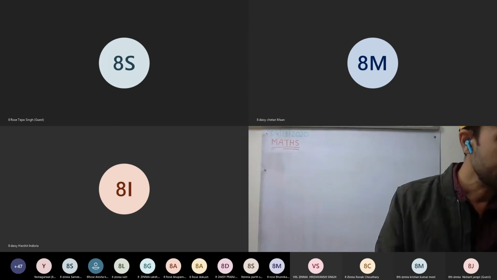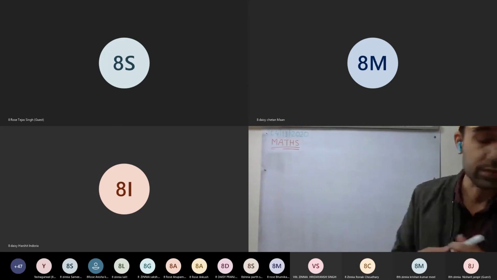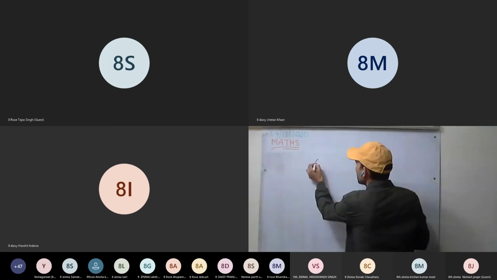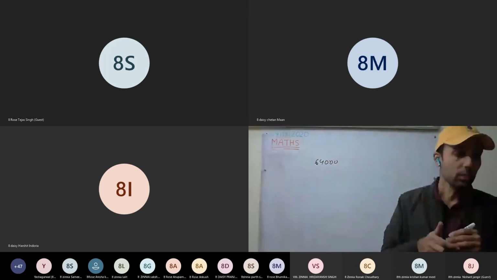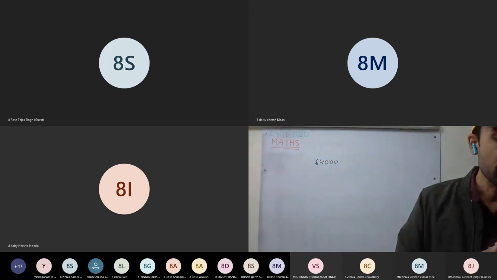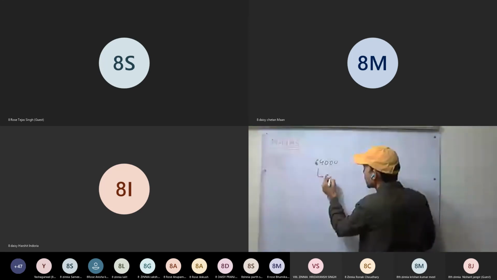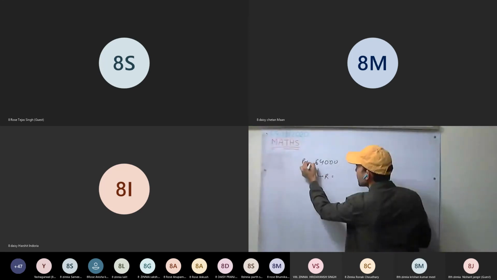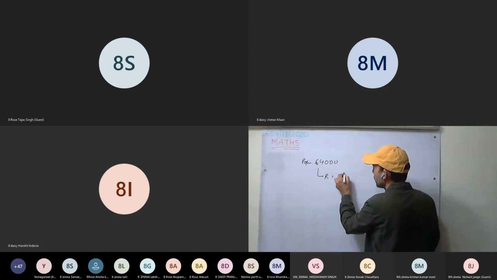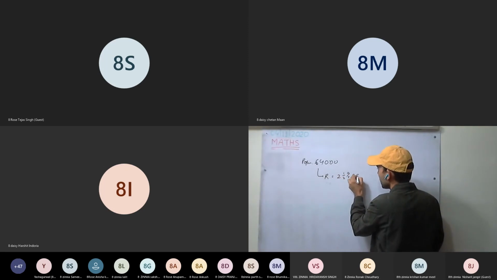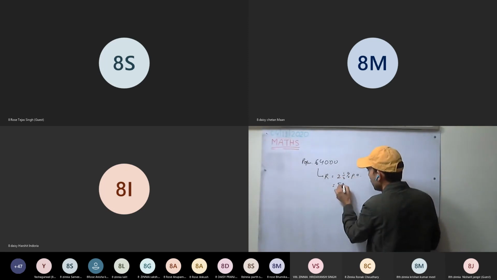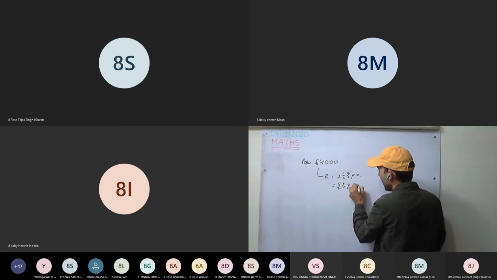So 13th question, see here: the population of a town is 64,000. Now it is increasing with a rate of 5/2% per annum. So this is our initial population.